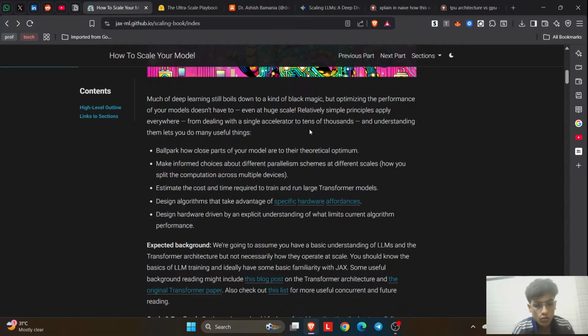Ballpark how close parts of your model are to their theoretical optimum. Make informed choices about different parallelism schemes at different scales. Estimate the cost and time required to train.